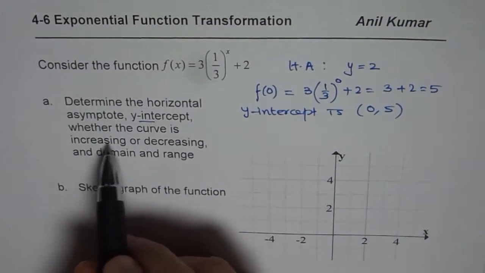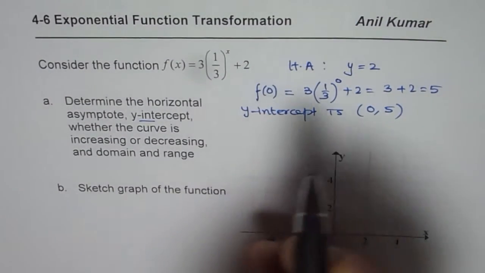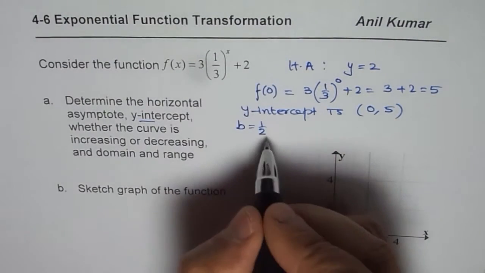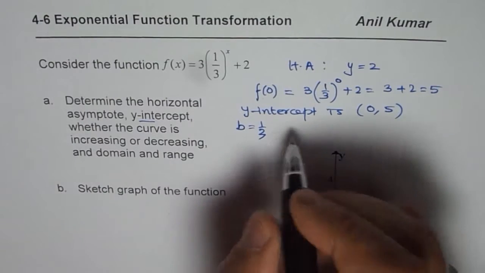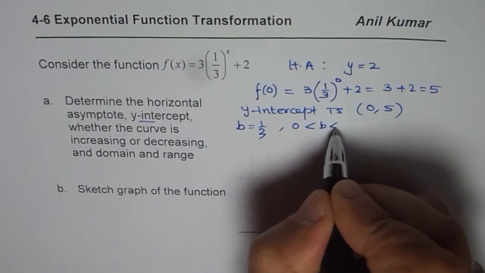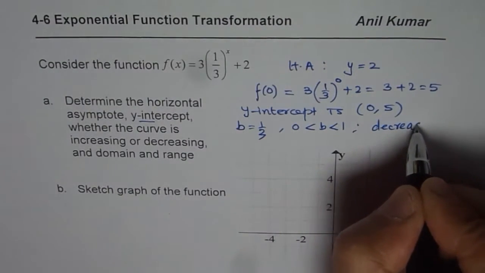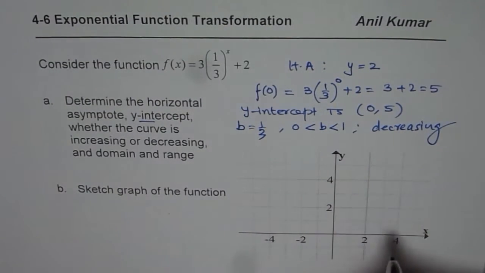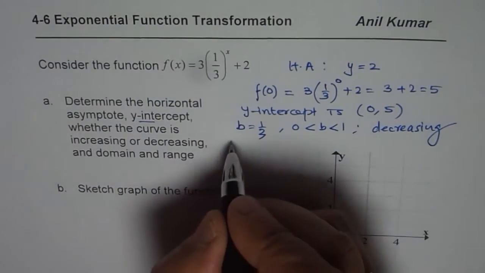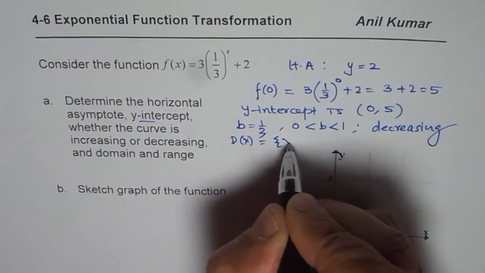Whether the curve is increasing or decreasing. Now b here is 1 over 3, correct? So since b equals 1 over 3, the base 1 over 3 is less than 1, that is between 0 and 1, the graph is decreasing. Domain and range. For the exponential functions, domain is always all real numbers.